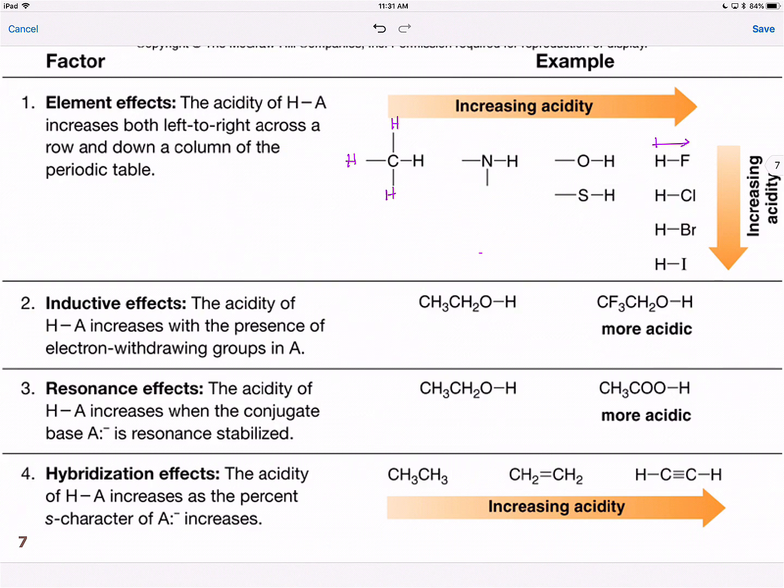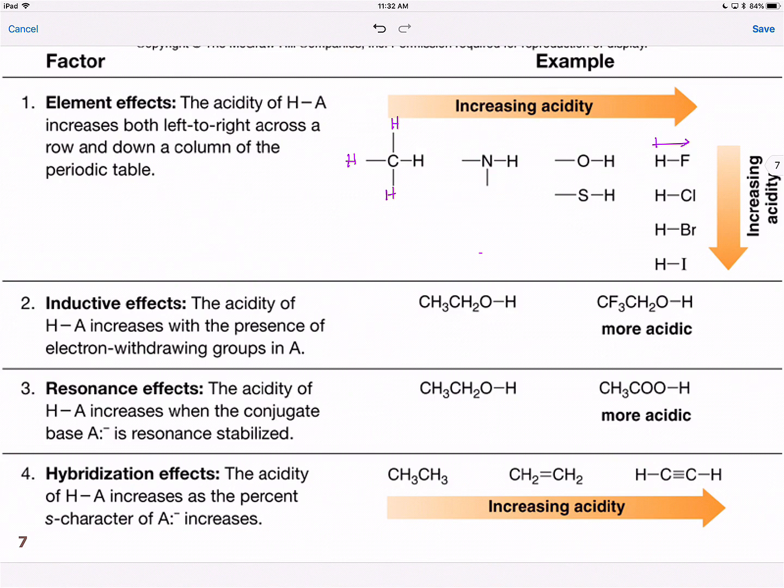Down the group, HI is stronger than HF. What's the reason? Size. Iodine is a huge atom. Hydrogen is the tiniest atom on the periodic table. Overlap between hydrogen and iodine is very poor, very weak. The bond is very weak, so you can break it easily and knock out that hydrogen. So you have to drill this: electronegativity across, and down a group it's a size effect.